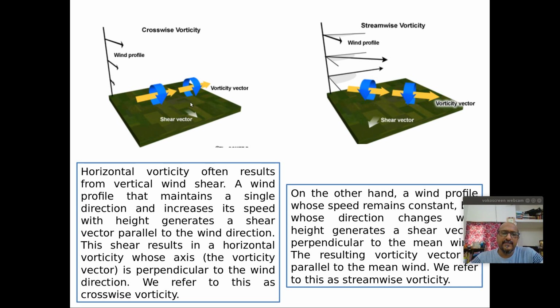crosswise vorticity. And in another type of sheared environment, the wind speed remains the same, but wind direction changes with height. That is a veering atmosphere in which there will be a shear vector along this direction and a vorticity vector generated along the mean wind direction, and there will be rolling vortices associated with that.